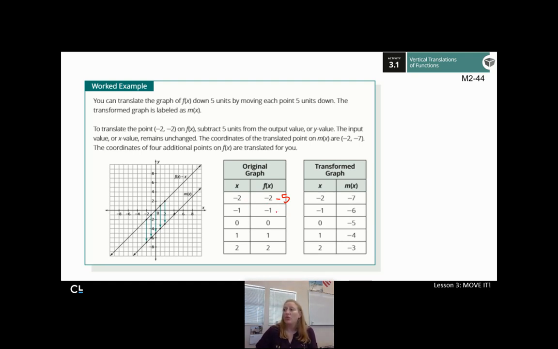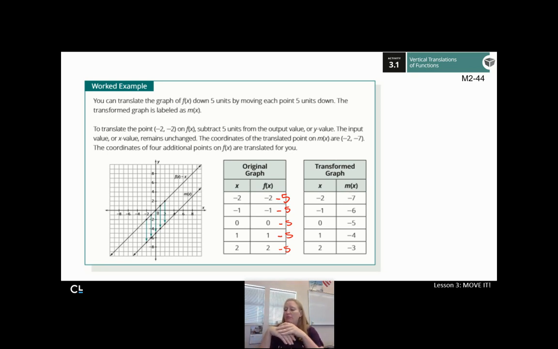Same thing with the next point. We just went down 5, so I'm going to subtract 5 from my y and get -6. X value didn't change. Same thing here, 0 minus 5 gives me -5. Then -1 minus 5 gives me -4, and 2 minus 5 gives me -3. So only the y coordinates changed. I just subtracted 5 from each one of them. The x coordinates didn't change at all. So when we shove it down 5 units, we're just going to subtract 5 from all of our y coordinates.